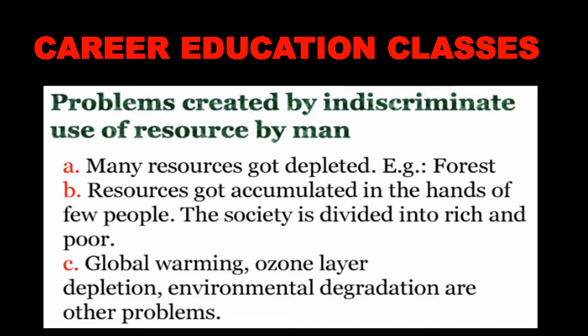Now we will move to another topic, the problems created by indiscriminate use of resources by humans. Mainly, many resources got depleted and resources got accumulated in few hands. For example, in India, Reliance Industries has a large share of electricity and oil refineries, and Tata has a share of iron industries. Then there is global warming, environmental degradation and other problems, all due to the indiscriminate use of resources.